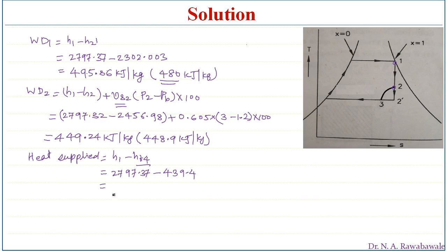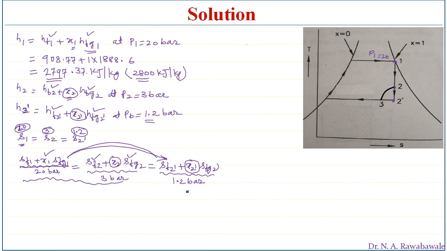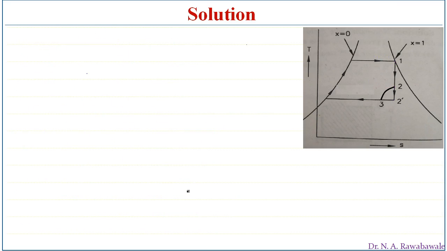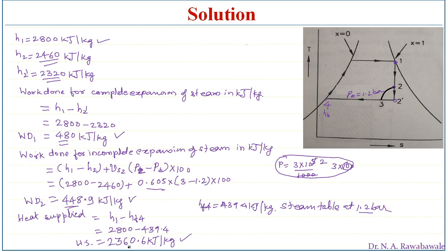Heat supplied will be 2797.7 minus 439.4, which will be 2357.97 kilojoules per kg. The heat supplied obtained by the graphical method was 2360.6.